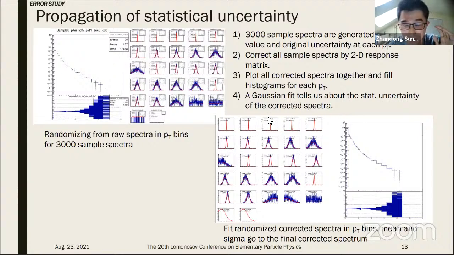Corrected by our 2D matrix. And at each pT, we fill the values into the histograms and fit them with the Gaussian. The mean is going to be the final output of the corrected pi0, and the width will be the corrected statistical uncertainty.